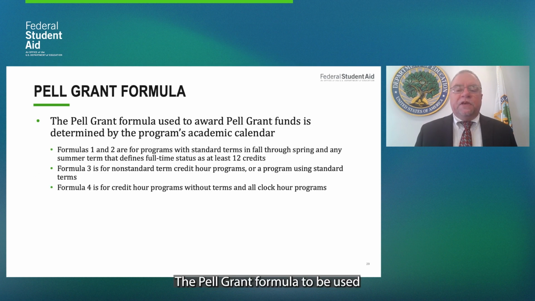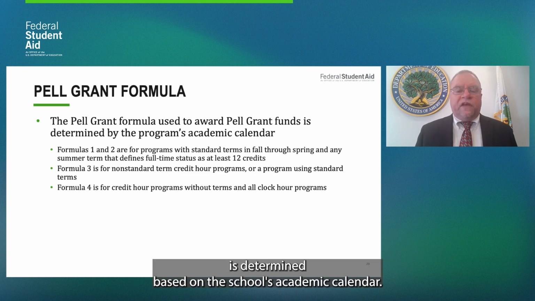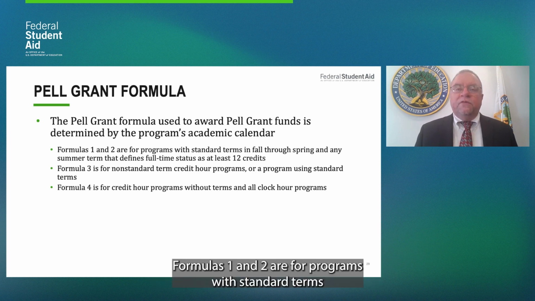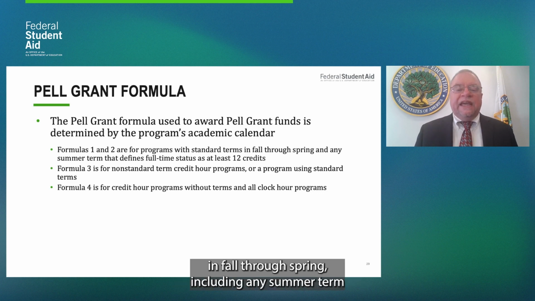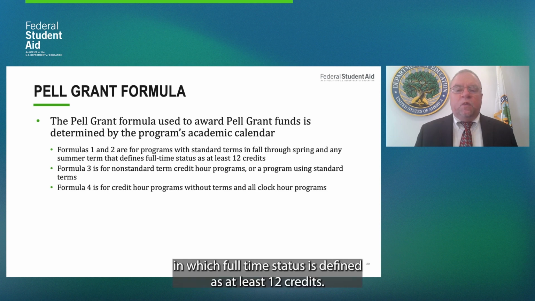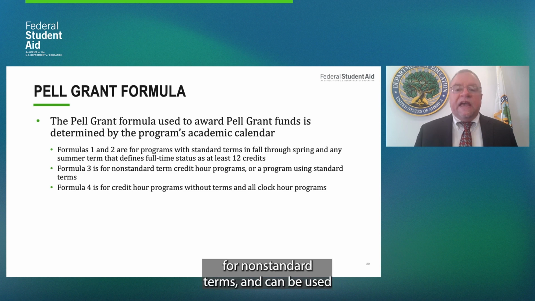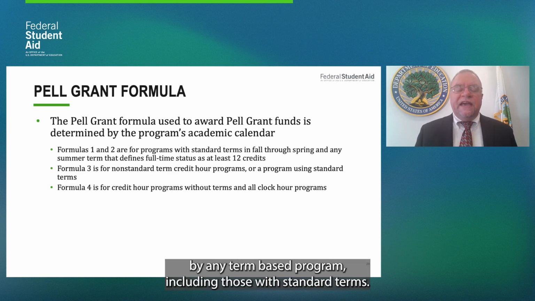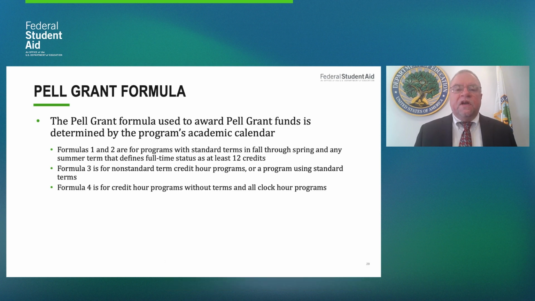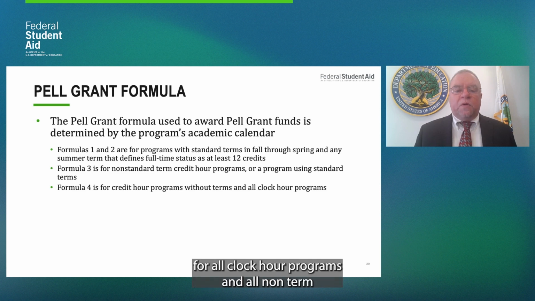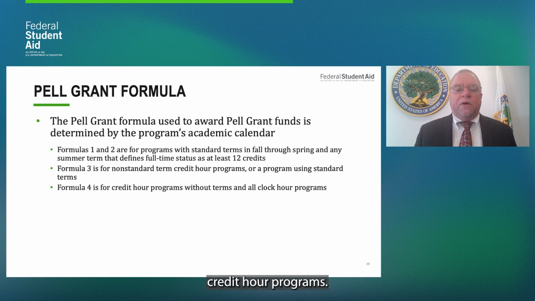The Pell Grant formula to be used is determined based on the school's academic calendar. Formulas 1 and 2 are for programs with standard terms in fall through spring, including any summer term in which full-time status is defined as at least 12 credits. Formula 3 is for all credit hour programs with non-standard terms and can be used by any term-based program, including those with standard terms. Formula 4 is for all clock hour programs and all non-term credit hour programs.